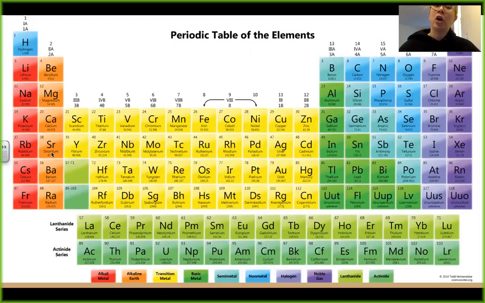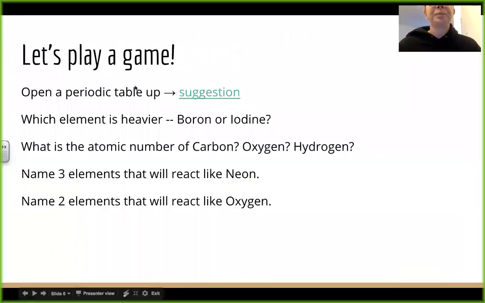We have the alkaline earth metals, transition metals. I like this one, the basic metals, semi-metals, non-metals, halogens, noble gases, and then lanthanides and actinides, which honestly, they're this weird series of elements that you usually don't interact with necessarily. Noticing that we have the numbers here, the atomic numbers, and we have the names, right, and the atomic mass, which we'll go over. So we're going to play a little game.